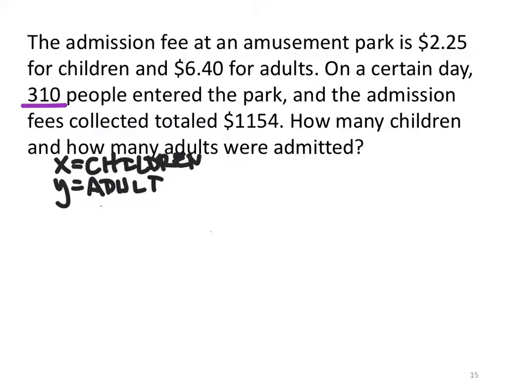All right. So just for the 310 people, right? You got the number of children that came into the park. You got the number of adults that came into the park. When you add those together, you should get that 310 people. So there's my first equation. That's good. And that equation is based on the people.